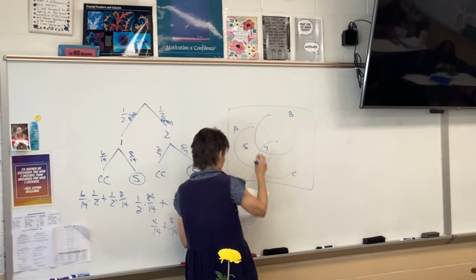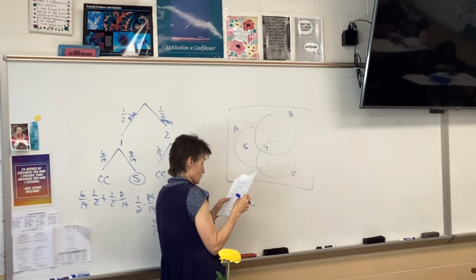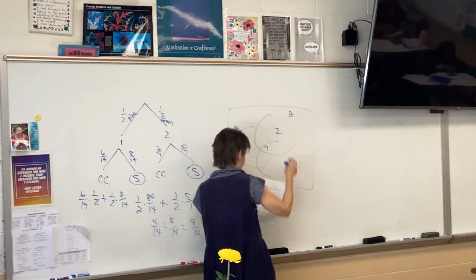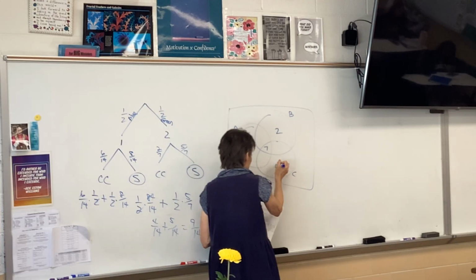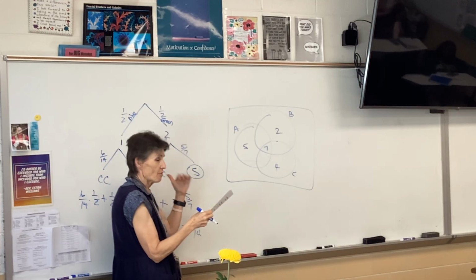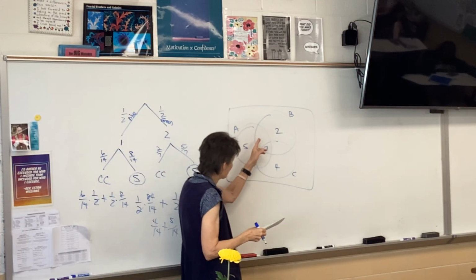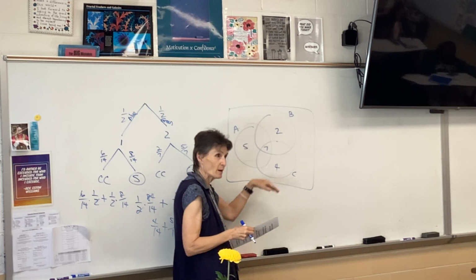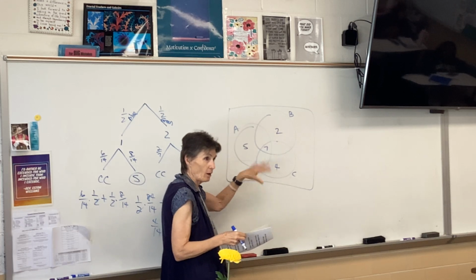5 get all A's. 2 get all B's. 4 get all C's. So we need to do our thing where we call this A, B, and C and set up our equations. Did you do that right? Mm-hmm. All right, what did you get?